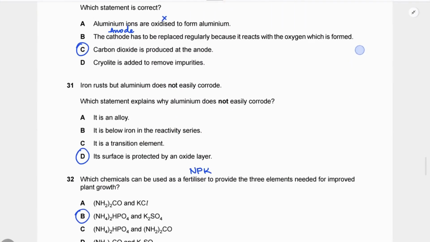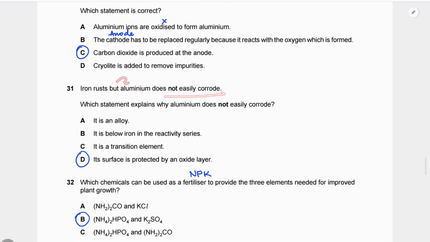Question 31. Iron rusts, but aluminium does not easily corrode. So we need to talk about aluminium. Iron easily rusts, but aluminium does not, even though it actually corrodes easily in principle. The reason is that aluminium forms an oxide layer with oxygen, and it acts as a protective layer. So over here we can say that its surface is protected by an oxide layer, which is correct. So the correct answer is D.